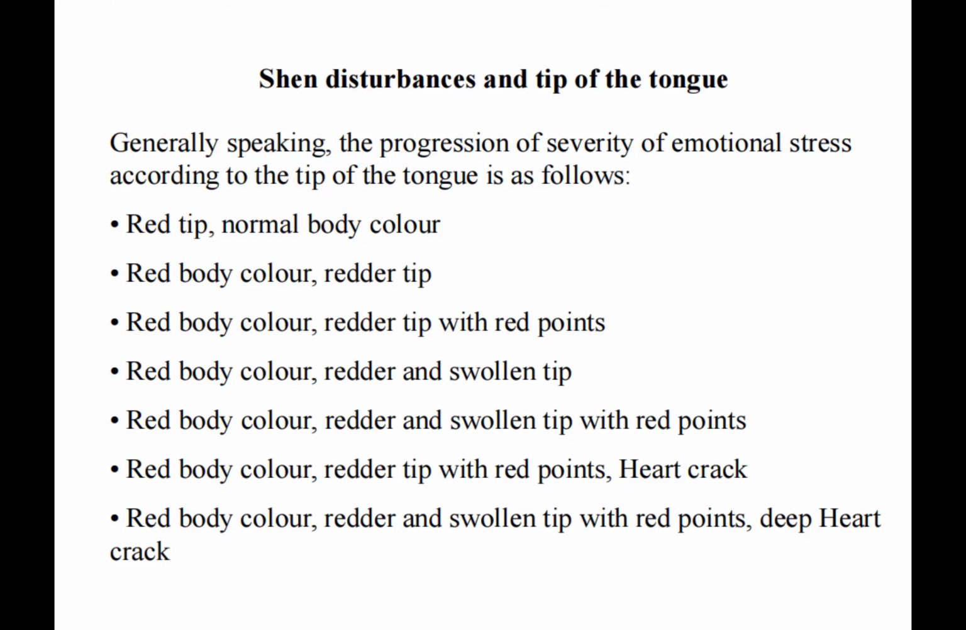We'll start with a red tip with a normal body color. And then it will turn into a red body color with a redder tip. Later, the body is still red, but the redder tip will present with red points. After that, it's still red body color, but the tip will be redder and swollen. Later on, the tongue will still have a red body color, a redder tip, a swollen tip with red points.